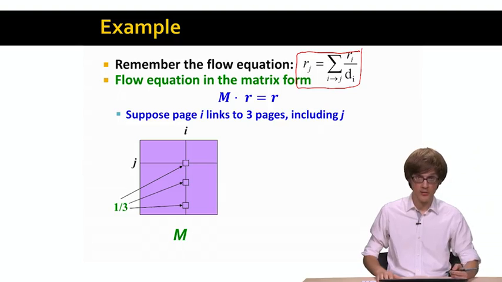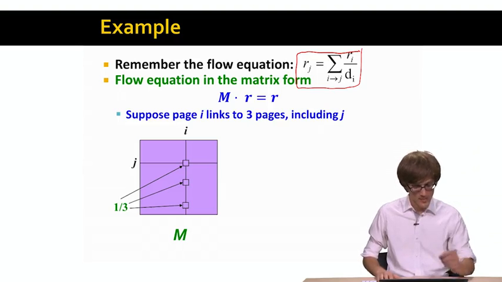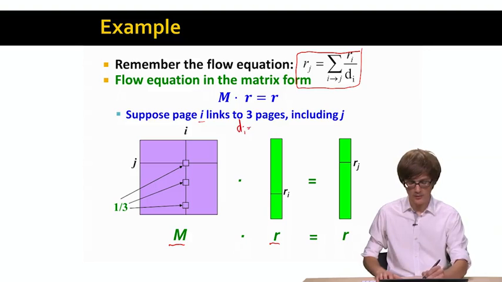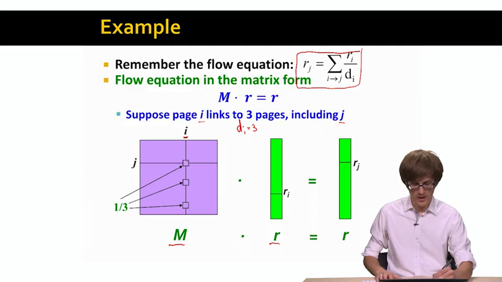So here is how we can understand that what we are doing is actually true and correct. So the idea is the following, right? Imagine that I have my matrix M here at the bottom, and I have my vector r, and now I'm multiplying M times r. And just for the sake of the example, let's assume that page i has out degree of i equals 3, which means it points to 3 other pages, including j. This means that for a page i, the ith column of matrix M will have 3 non-zero elements, here indicated by squares. And each of these 3 non-zero cells will have a value of 1/3, right? 1 over the out degree of node i.